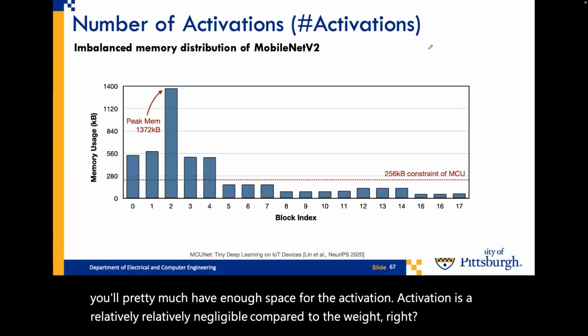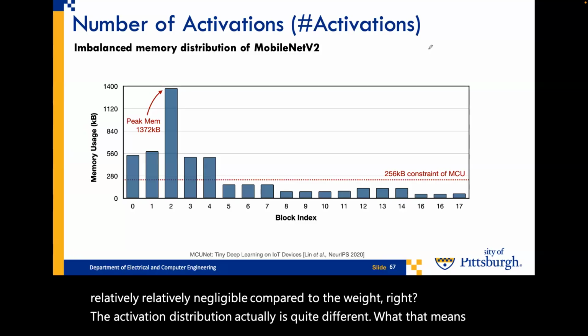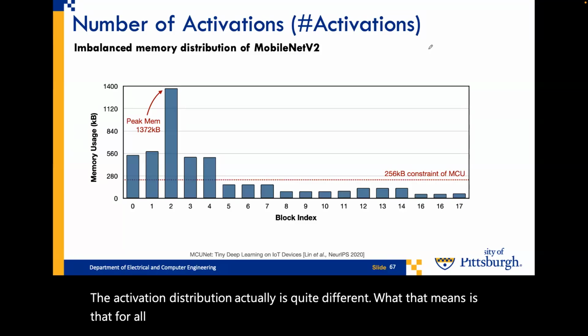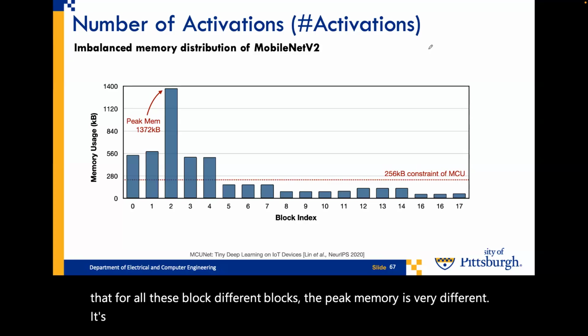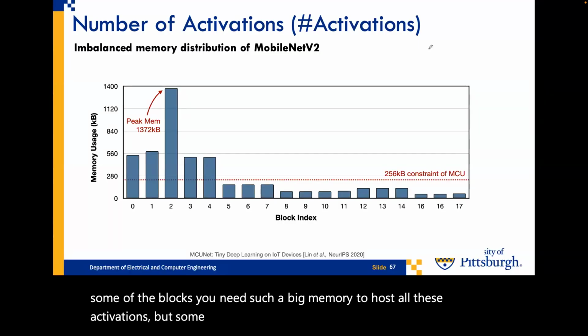But the activation distribution actually is quite different. What that means is that for all these different blocks, the peak memory is very different. It's not balanced. What that means is that in some of the blocks you need such a big memory to host all these activations, but in some of them you do not need it.